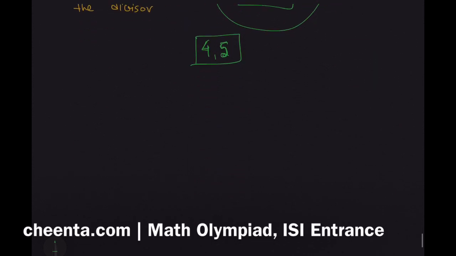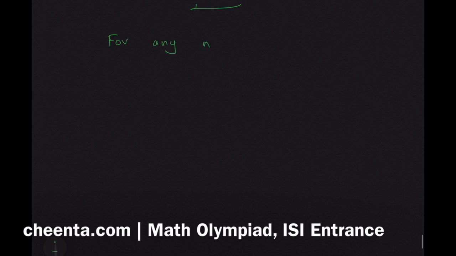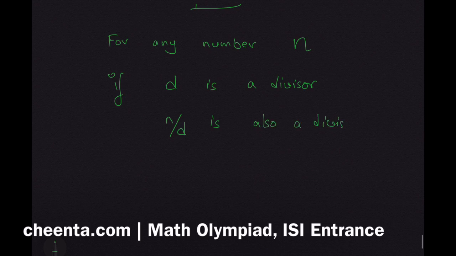So this is true for any number n. For any number n, if d is a divisor, then n over d is also a divisor. This notion of pairing, often known as duality, we can call this thing duality. This idea crops up in different parts of mathematics. For example, it's also there in geometry. You can think about it.